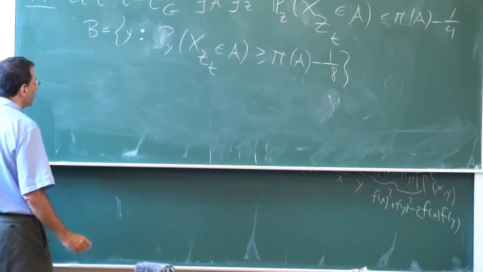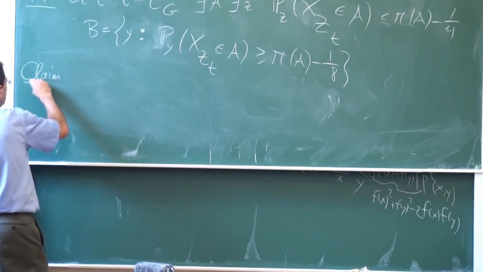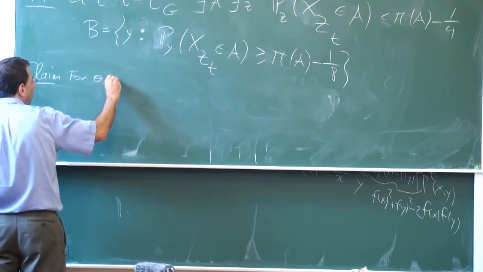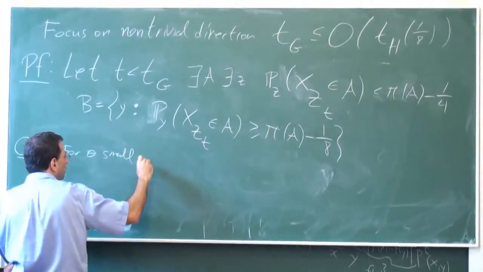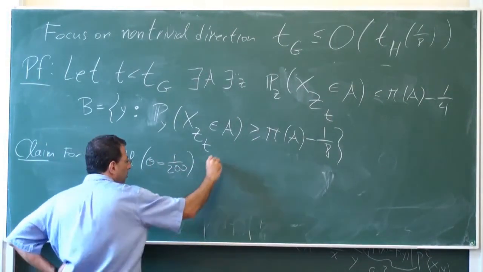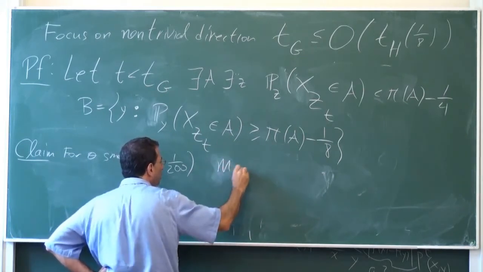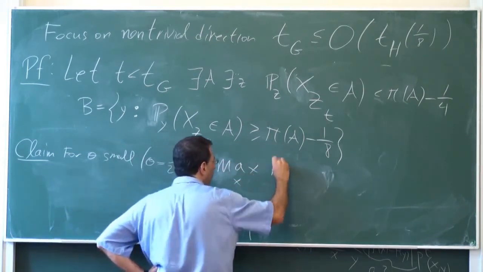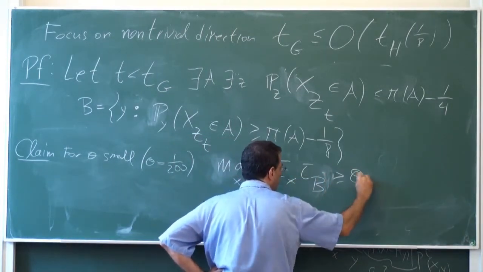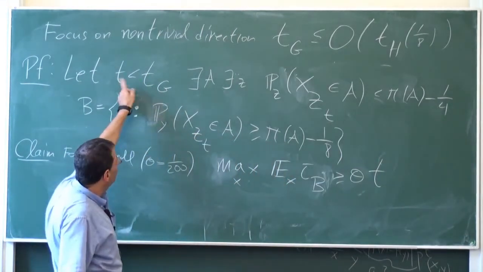And then the claim is that for theta small, for instance, theta which is 1/200 will work, the maximum over starting points of the hitting time of B is bigger than theta t. And remind you, t is any number less than tg.